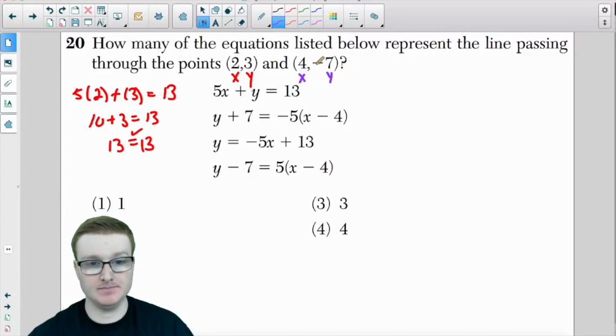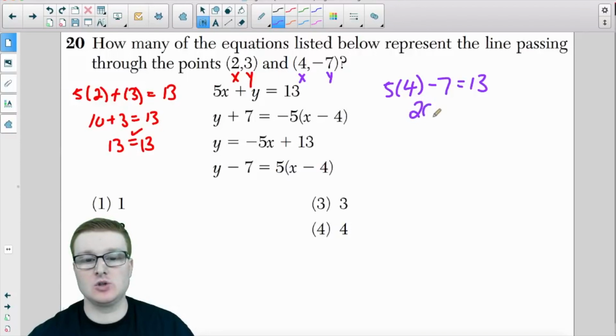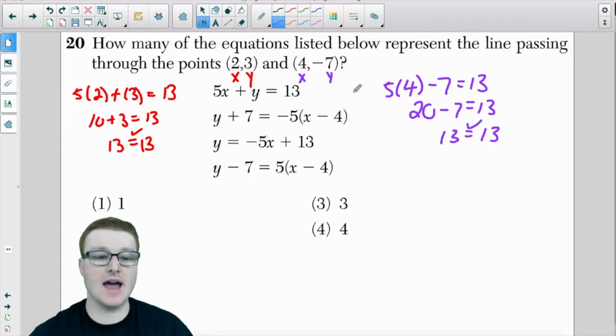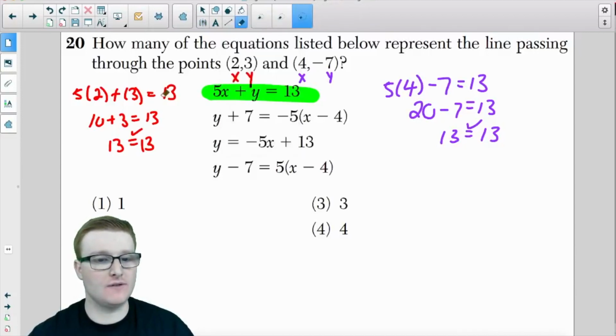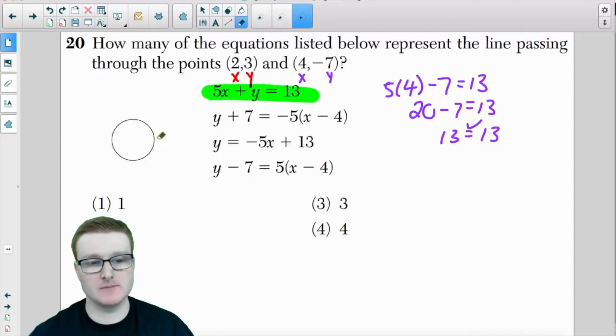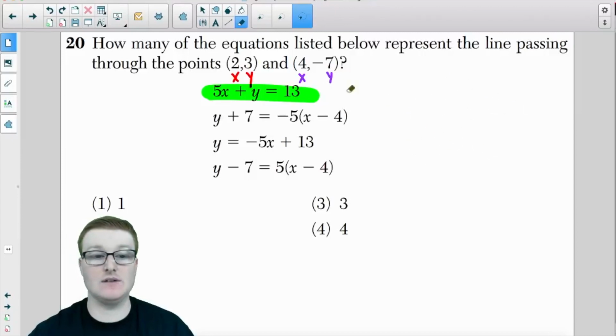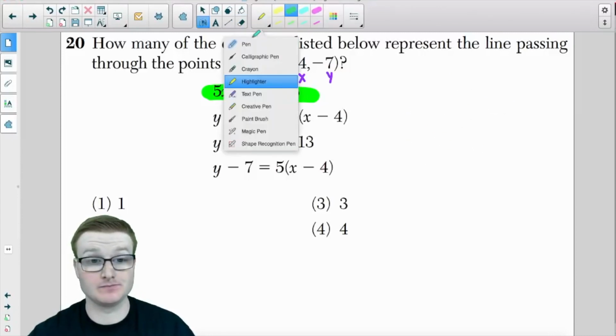So let's go ahead and find out if (4, -7) works. So 5 times 4 minus 7 equals 13. 20 minus 7 equals 13. Does 13 equal 13? Yes, it does. So that works. So this so far is a good line. Okay? So we found out that the first equation works. Now we're going to go ahead and find out if the other lines work.